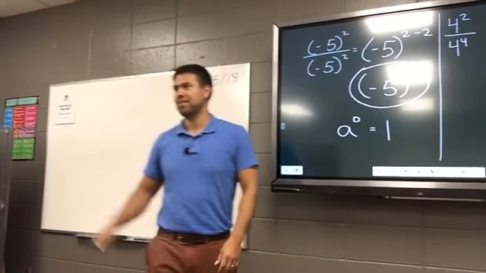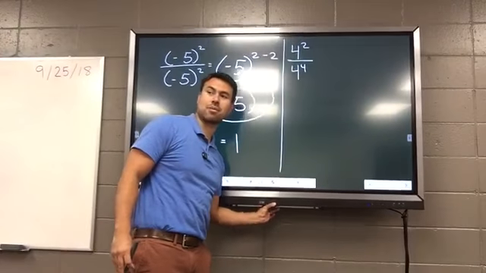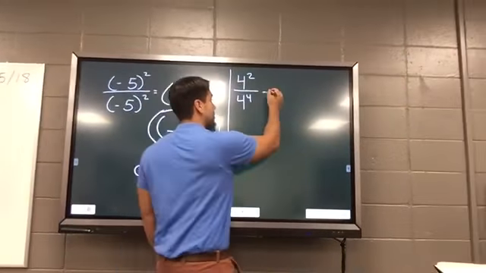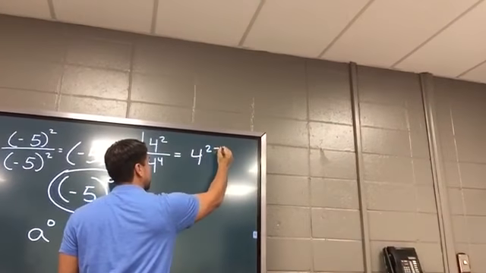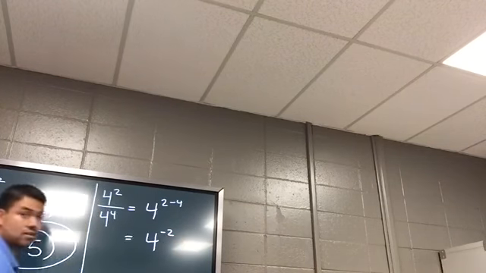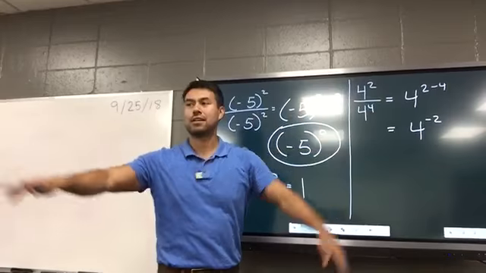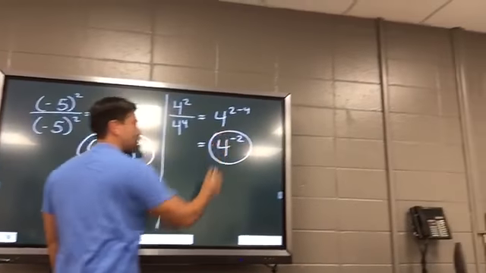Sam? The next one? Yeah. All right, go ahead and work it for me, please. What do you do on that second problem? 2 minus 4 would get you negative 2, right? 2 minus 4 would get me 4 to the negative 2. That's correct. And you can leave it just like that. 4 to the negative 2nd.